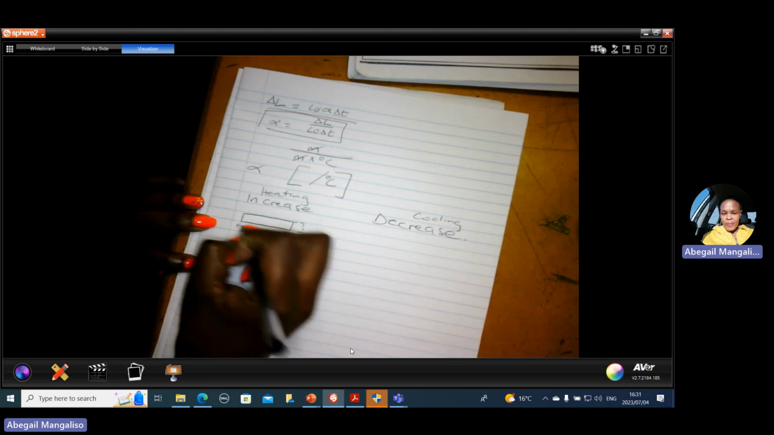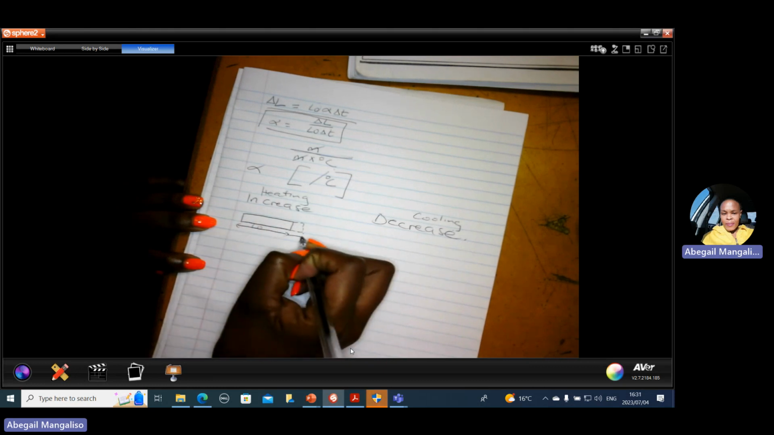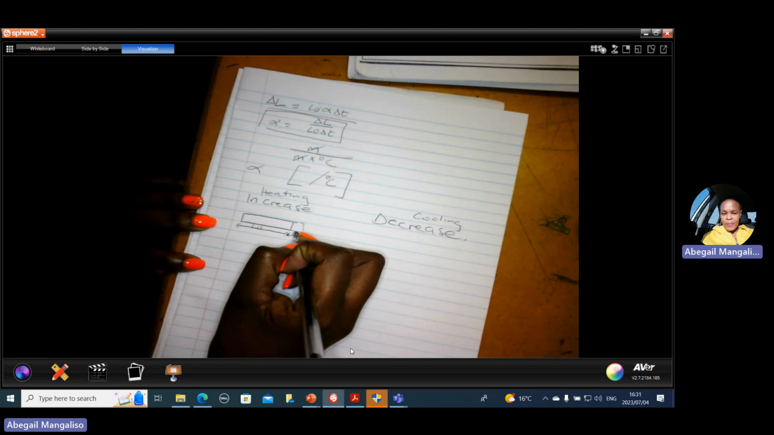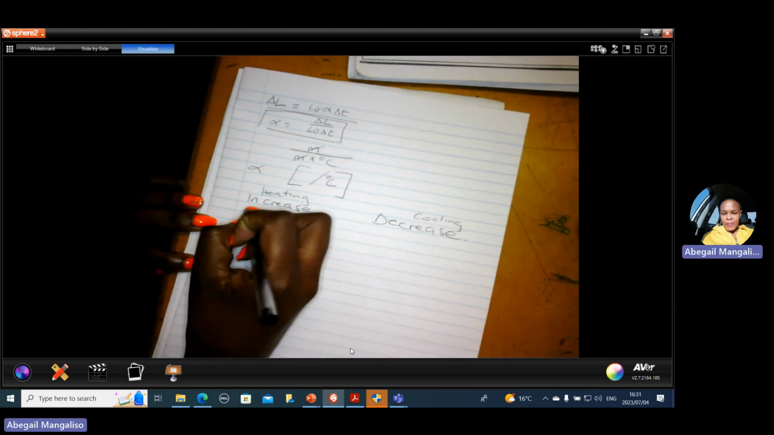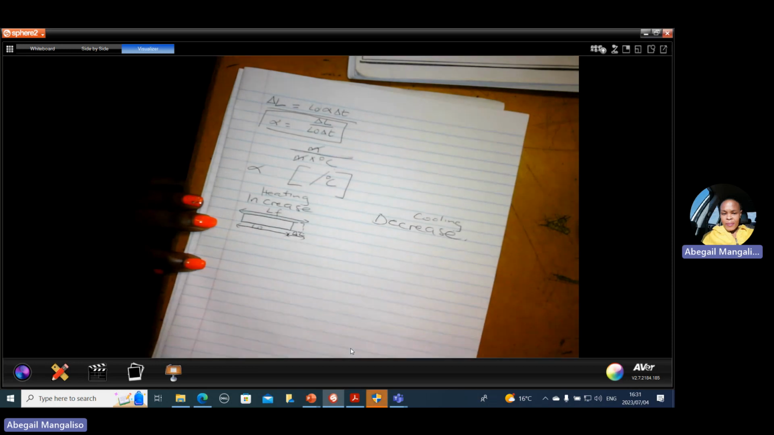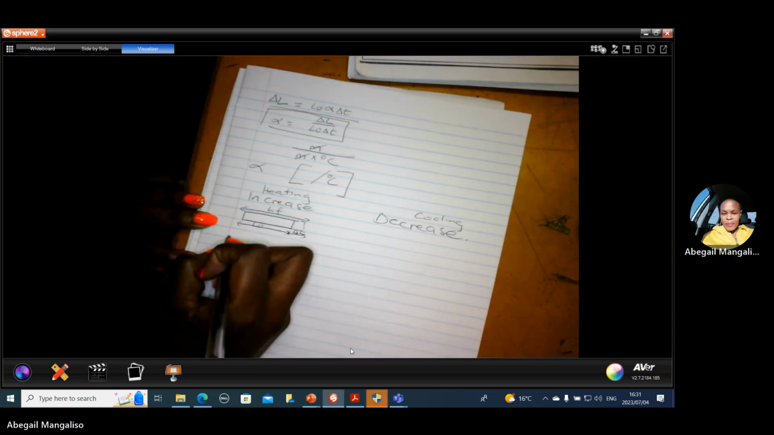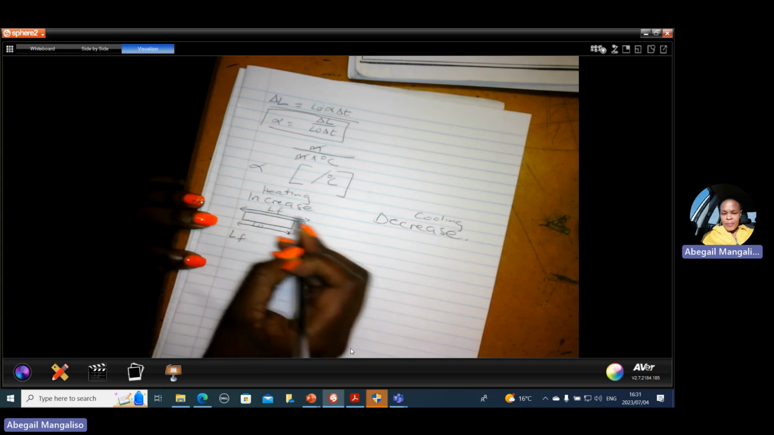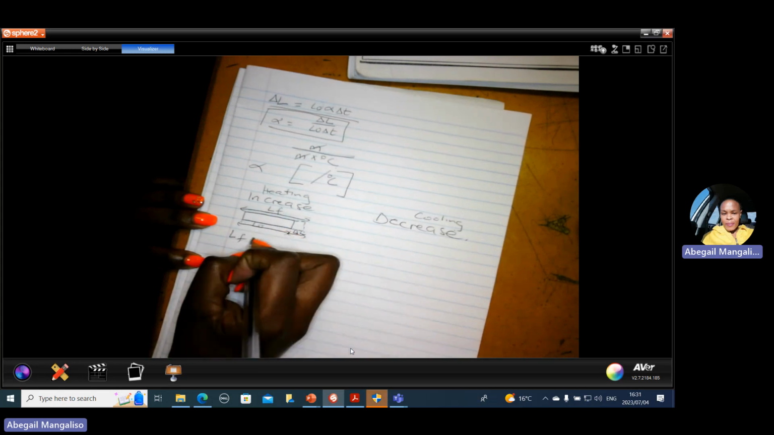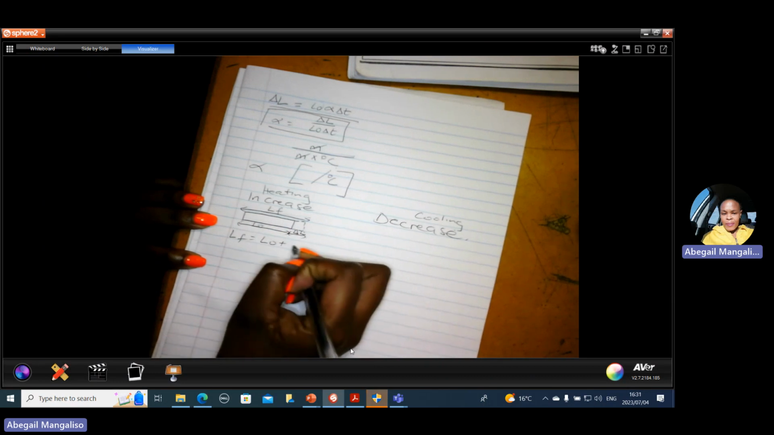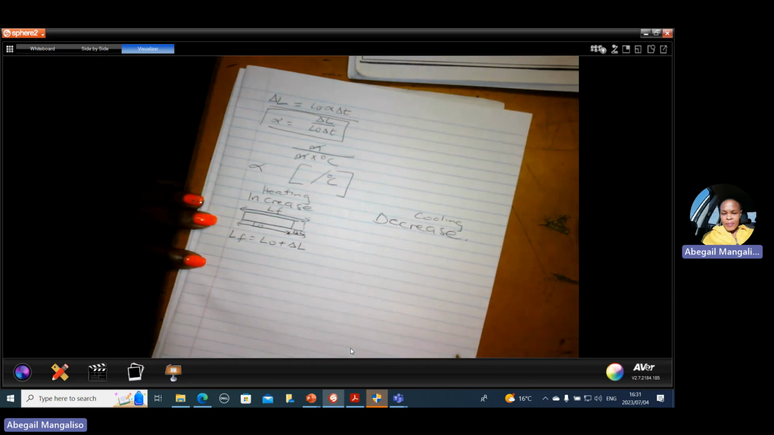This is LO, which is the original length. And this space here is the delta, because it's the increase. But from here to here will be the final length, which is the new length. LF, which is this distance, will be given by this one plus this one. So LF is LO plus delta L.